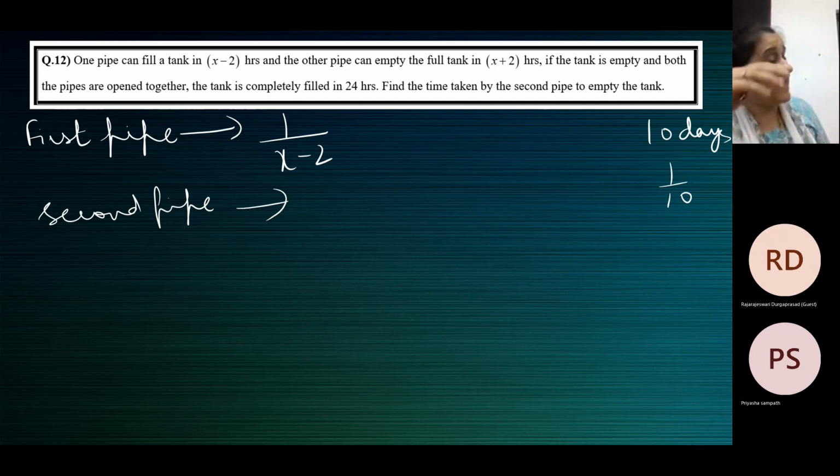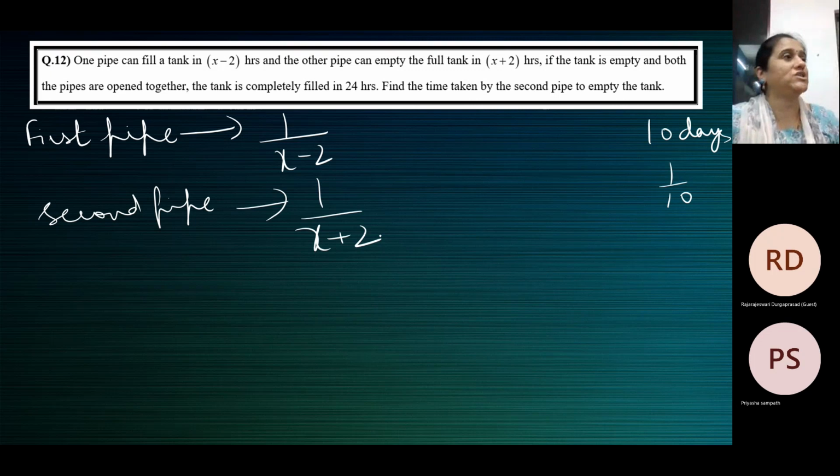The second one is the tank is full of water. The first pipe is closed. It's not filling. Only the emptying pipe is left open. Then the emptying pipe can discharge the entire water in X plus 2 hours. It needs more time to empty, less time to fill, more time to empty. So the emptying pipe is slower than the filling pipe. So in 1 hour, how much does it empty? 1 by X plus 2. This fraction of the tank is emptied in 1 hour.